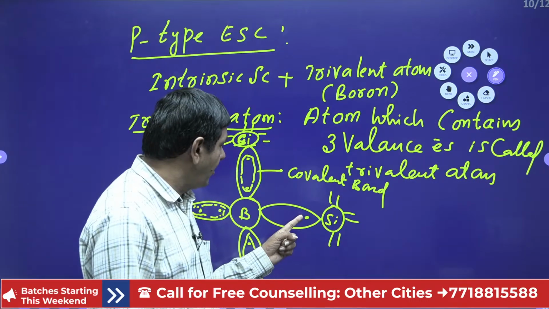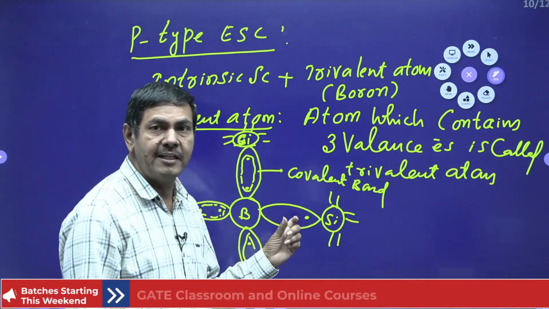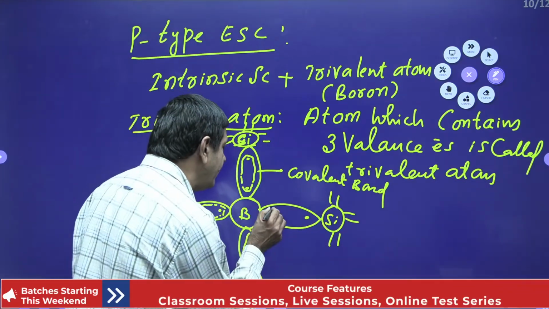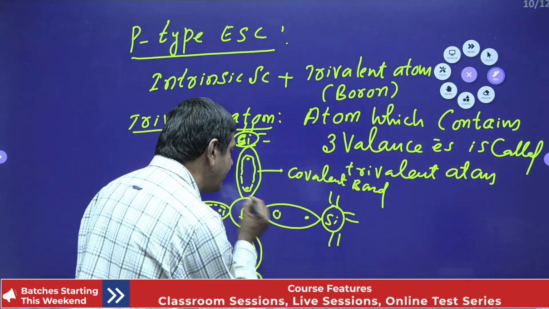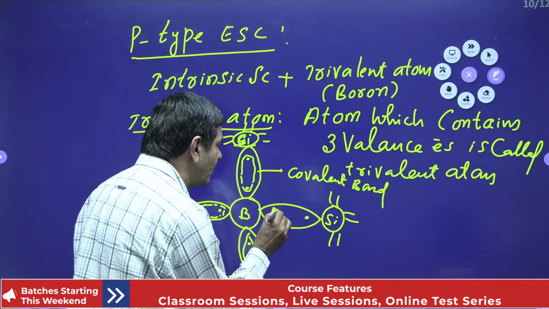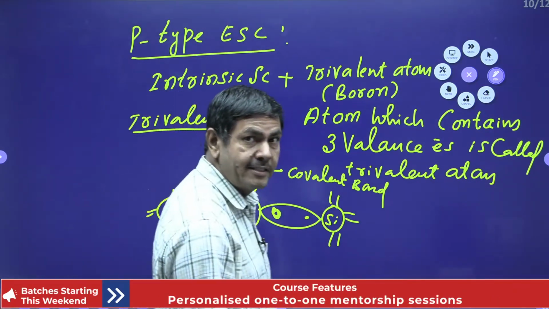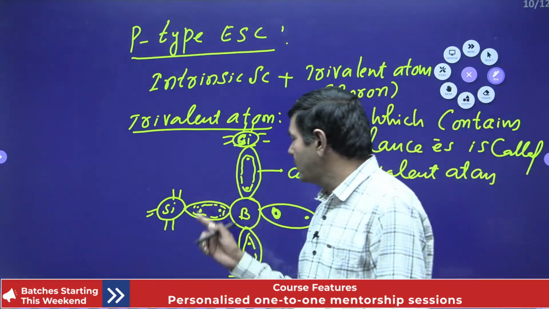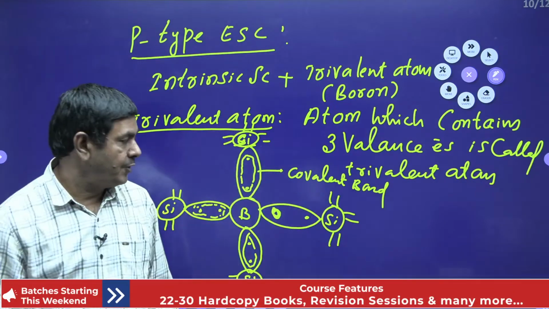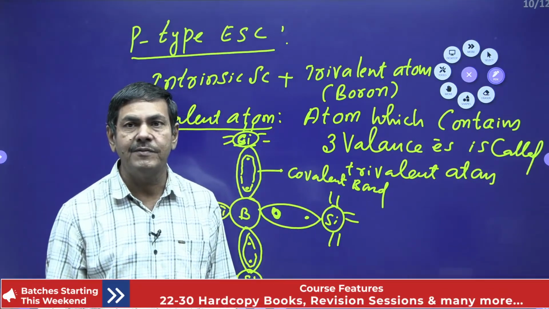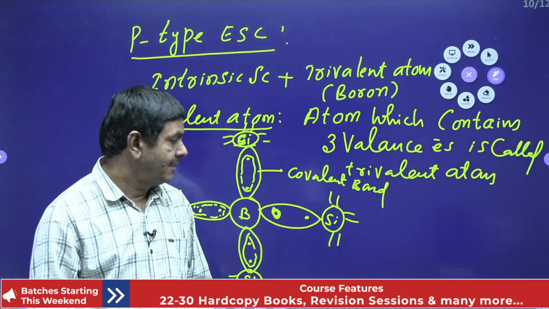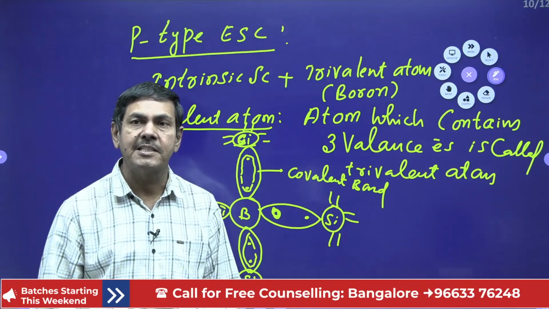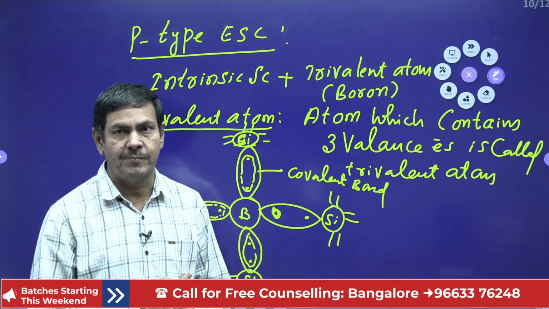But there is no more electron to form the fourth bond. At that time, one hole is created here. One hole is created, one vacancy due to lack of an electron to form the bond. So whenever you add one boron atom to an intrinsic semiconductor, it forms one hole. Like that, the number of boron atoms you add means that many holes are going to be generated.